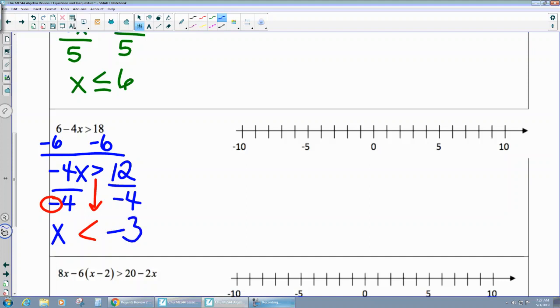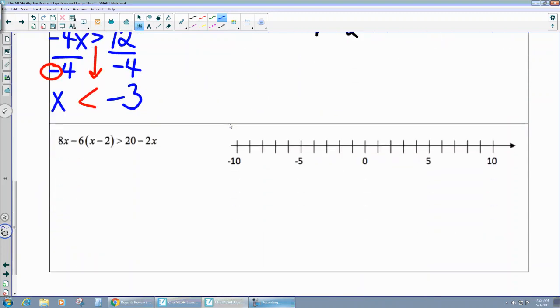Let's locate negative 3 on our number line. We're going to put an open circle because there is no "or equal to." So negative 3 is here. And let's think about the numbers on either side. I have negative 4 and negative 2. I want the numbers that are less than negative 3. Well, negative 4 is less than negative 3, so I'm going to be shading towards negative 4.